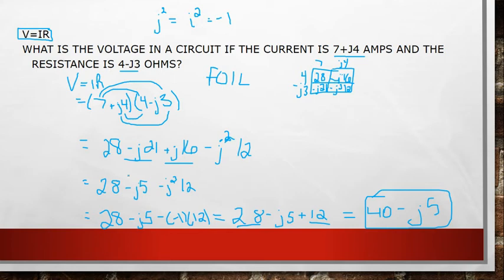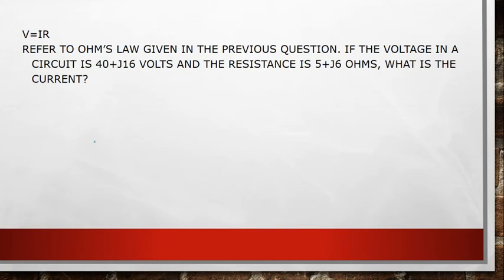V equals IR. Refer to Ohm's law given in the previous question. If the voltage in a circuit is 40 plus j16 volts and the resistance is 5 plus j6 ohms, what is the current? So remember, we have V equals IR. So we know that the voltage is 40 plus j16. So I'm going to have 40 plus j16 is my voltage. My resistance is 5 plus j6. So I have my I times 5 plus j6.